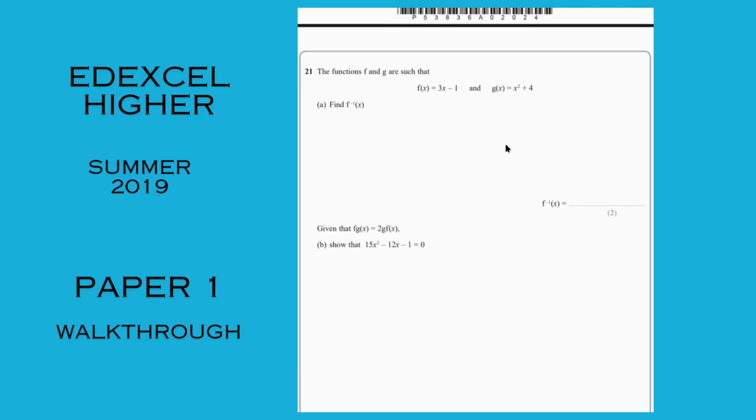So inverse functions. Depending on your teacher, there's a couple of different ways of going about this. I always went with let y equals and rearrange to make x the subject. This is an easy one, so I'll do it all in one step. Add 1 to both sides, divide by 3. And for your inverse function, flip the x's and y's, just interchange them. So it should be x plus 1 over 3.